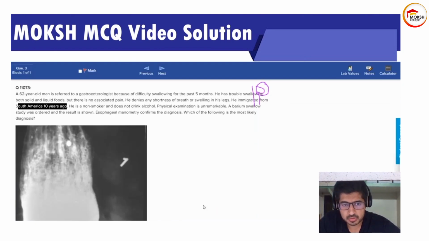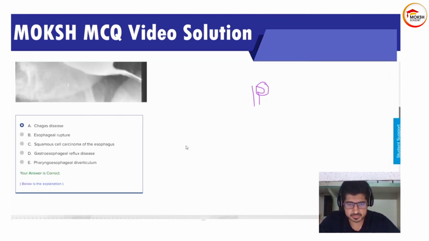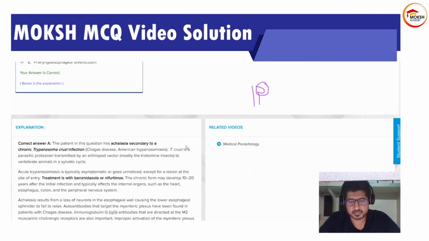Okay, coming to one more thing, not the drug of choice, but the drugs which are involved in the treatment of this Chagas disease. Anyone wants to try before I show the answers? All right, so it's benznidazole and nifurtimox, right?